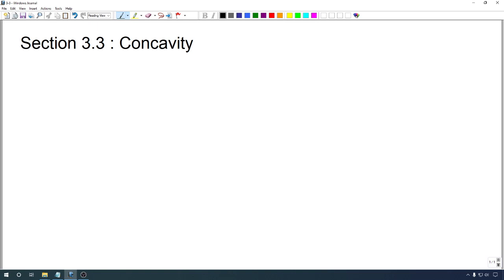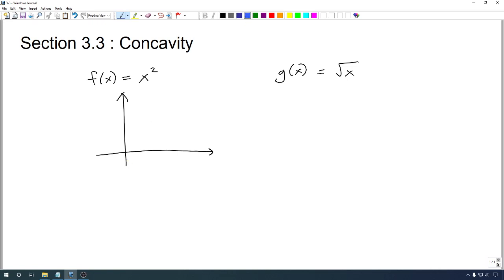However, the concept of increasing and decreasing are not really enough. Let's take, for instance, two particular functions. We'll have f of x is equal to x squared, and g of x is equal to the square root of x. If we graph both these functions, and specifically I'm only going to graph x squared for non-negative numbers, I'm only going to look at the interval from 0 to infinity. Let's put this in a separate color. We have a graph like that.